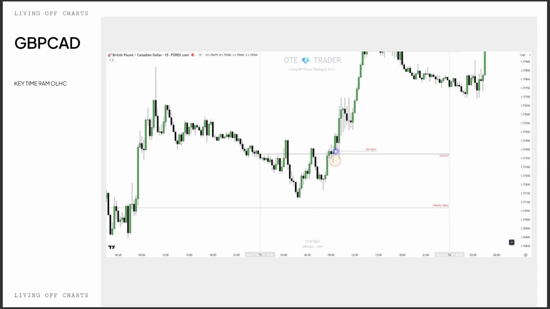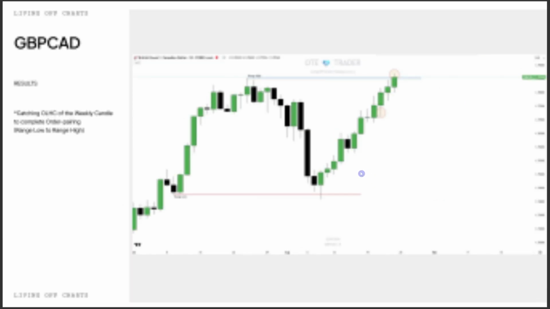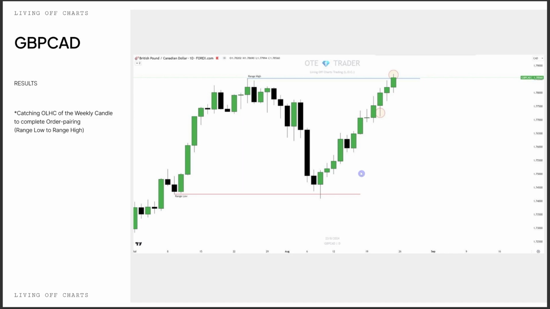So what I did literally was just enter over here. I got slipped a little bit on my entry, and it filled me up here, which was kind of unfortunate. But nonetheless, price expanded up higher. So just to summarize, the result of this trade was framing low of the week down here with the economic calendar, then focus on the next few days until we hit that range high. And this all stems from order pairing range low to order pairing range high. And you can see the result over here.